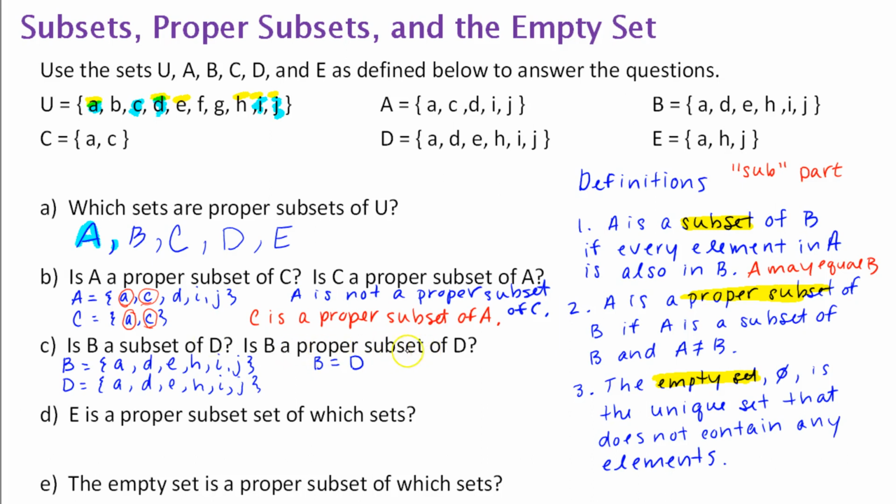But is B a proper subset of D? Proper subsets require that the two sets not be equal. So we can conclude that B is a subset of D. However, let's write this in red. B is not a proper subset of D.